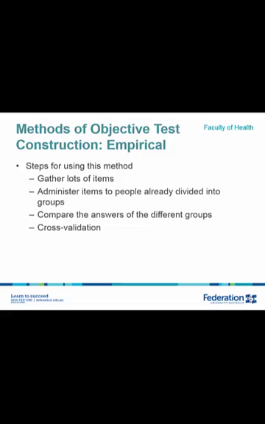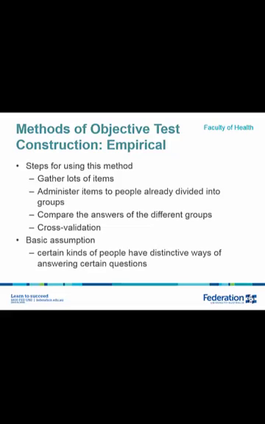If people with depression answer particular items differently to people without depression, then these questions might form a depression subscale. You would then expect that new people who complete the scale and answer the depression questions in the same way as the depression group would likely have depression. You would then cross-validate your findings, so that is, you determine whether the test can predict behaviour, diagnosis, or category membership each time you administer the test to a new sample. So the basic assumption here really is that certain kinds of people have distinctive ways of answering certain questions.